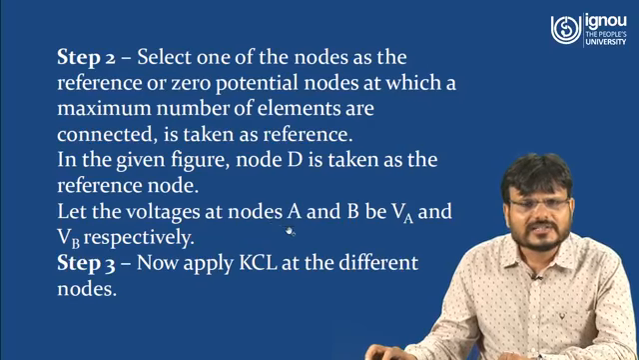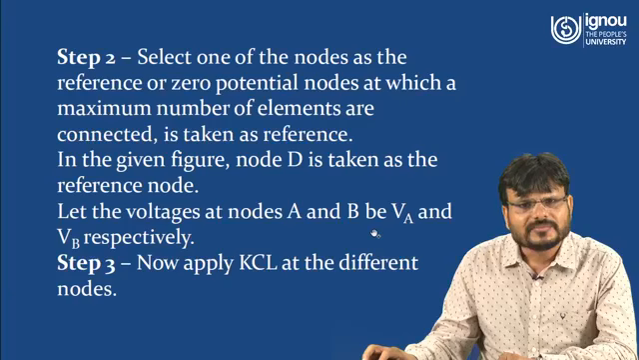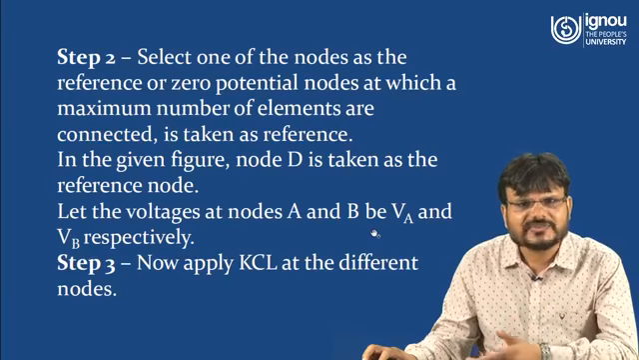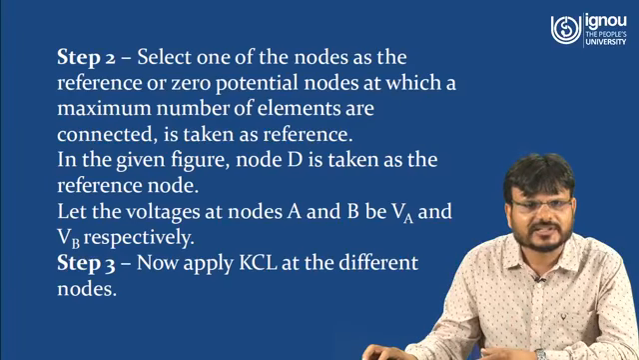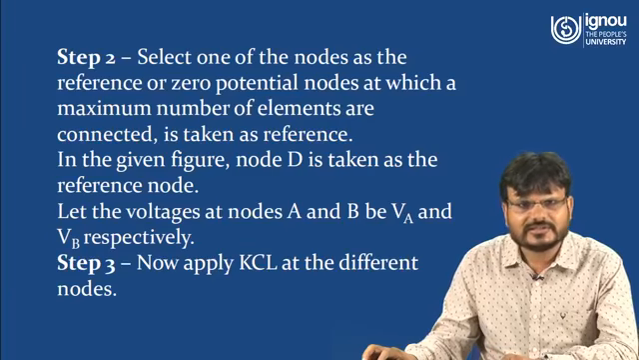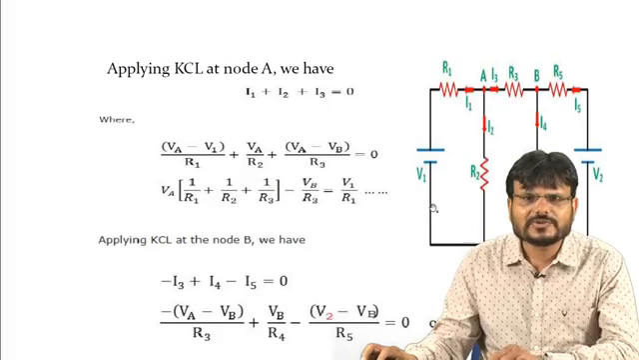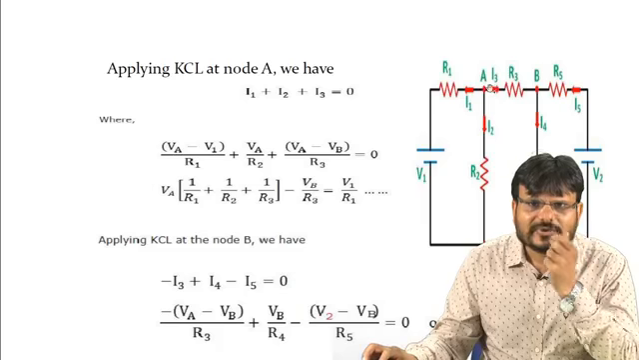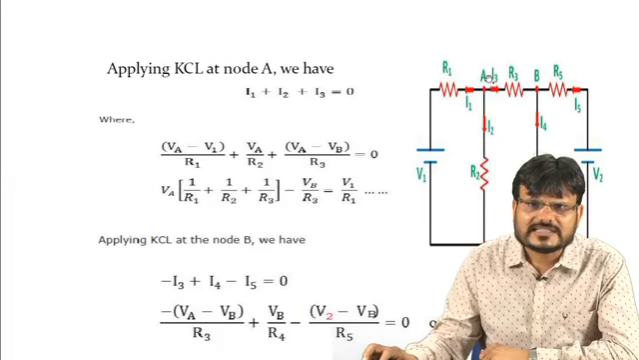Let the voltages at node A and B be denoted as V suffix A and V suffix B respectively. And the third step is now you apply the KCL at different nodes. So here you just have to apply the KCL at node A and KCL at node B.